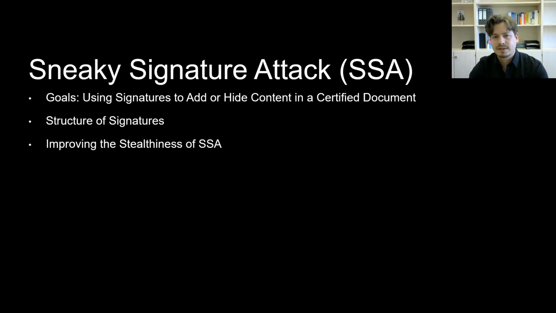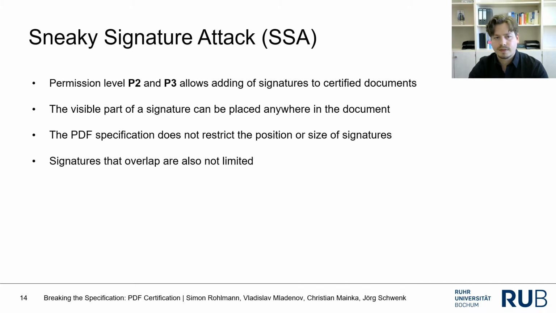Let's take a look at sneaky signature attacks. Our goal is to use a signature to add and hide content in a certified document, and we take a look at the structure of signatures, and on top we show how to improve the stealthiness of SSA. The sneaky signature attack is possible on level P2 and P3 because this level allows adding a signature to a certified document. And the visible part of the signature can be placed anywhere in the document, and the PDF specification does not restrict the position or size of the signature, and also signatures can overlap each other.